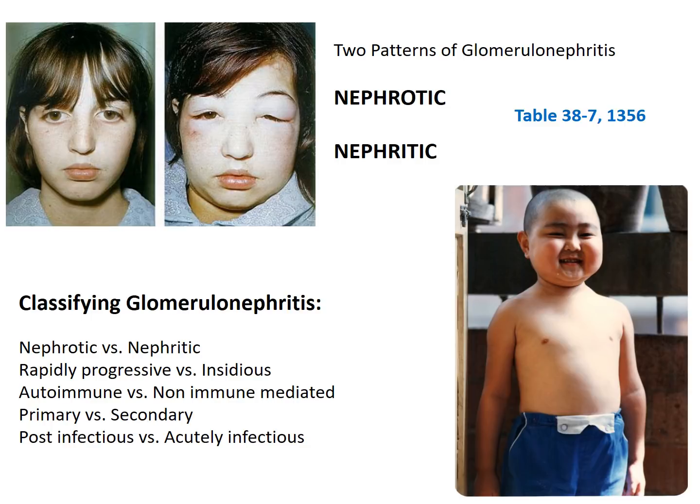So here's some individuals with glomerulonephritis, and we want to determine, are they nephrotic or nephritic? And again, one of the big distinguishing features is what's in the urine, protein only versus protein and blood. There are a number of different ways to classify glomerulonephritis. Nephrotic, nephritic is one. Rapidly progressing versus slow onset, autoimmune versus non-immune, post-infectious versus acutely infectious. We can't possibly cover all the different forms of glomerulonephritis, but we're going to look at it at a higher level and just get to understand what glomerulonephritis is all about.